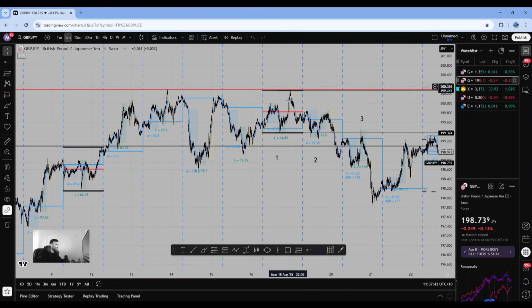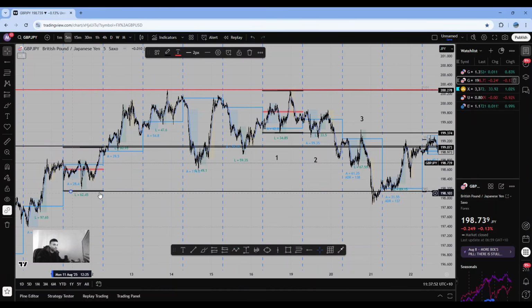So if Monday set the high and the low for this week, Monday also set the high and the low for last week. But as you can notice here, the low is still intact. The weekly low has been taken out. And all this volume is building up, as you can see, above Monday's high from last week.